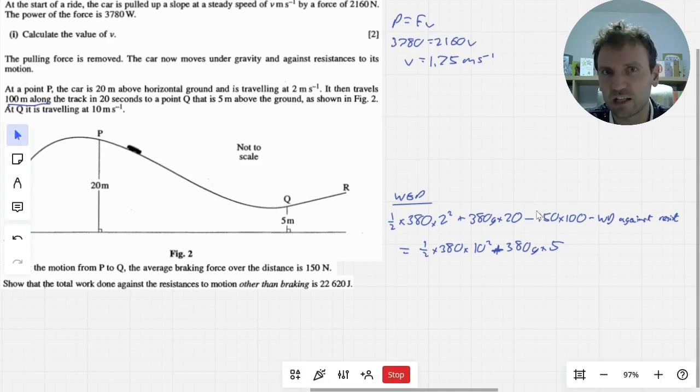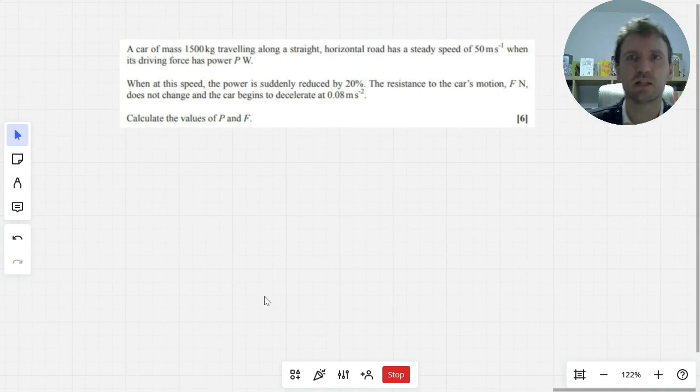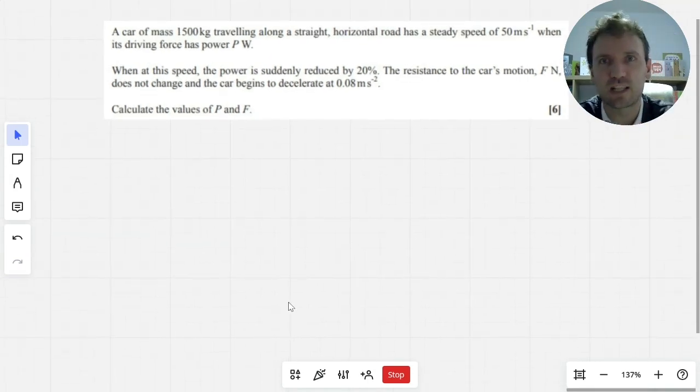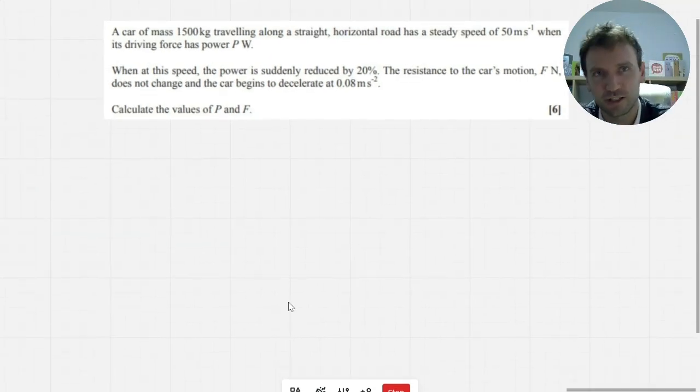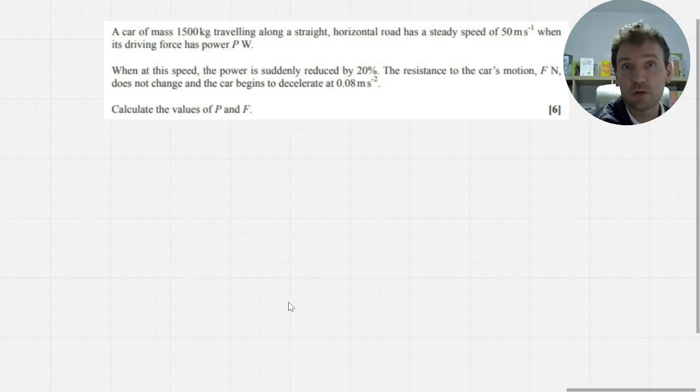Final question I want to look at is more related to power and is looking at a more difficult power problem. In this case, we're told we've got a car traveling along a straight road, going at a steady speed of 50 meters per second with a power of P. And then the power reduces. Naturally, the car's going to begin to decelerate if that happens. And we want to use this information, by how much the power reduces and the deceleration, to find P and to find F here.